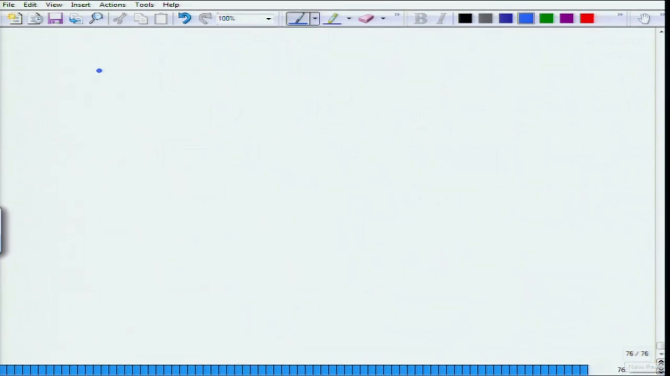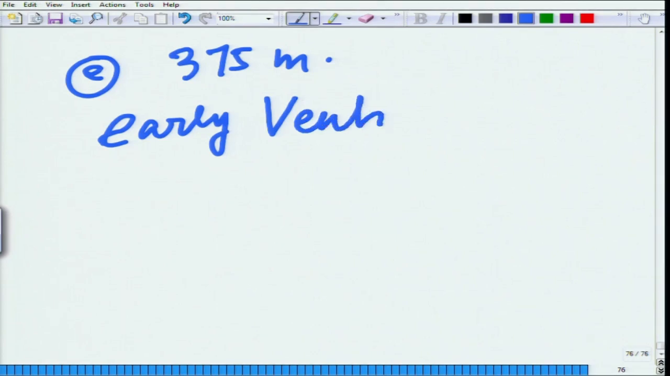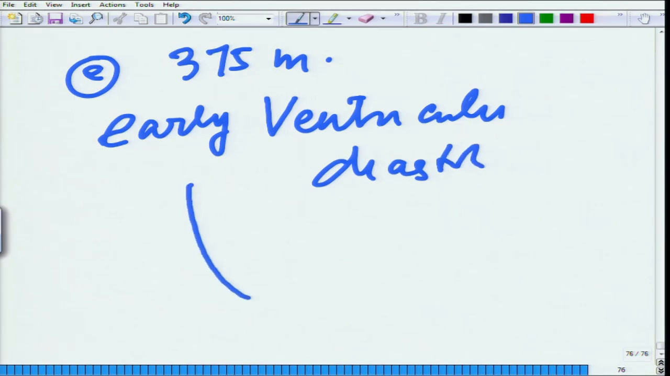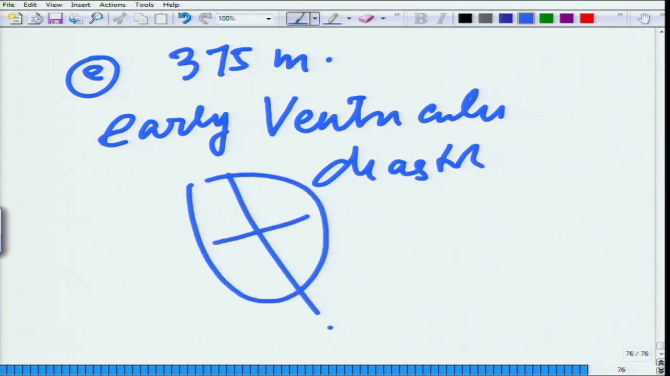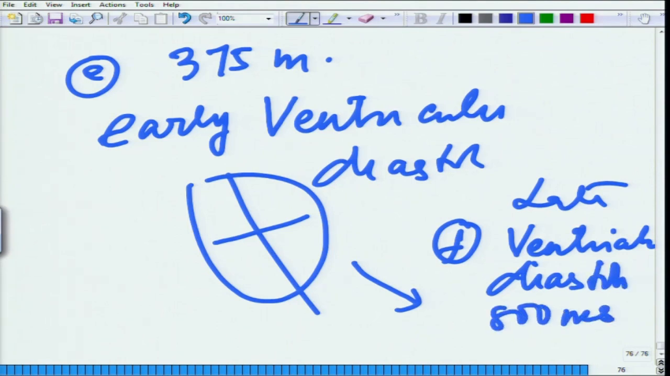Then comes phase E, which is around 375 milliseconds, that is the early ventricular diastole, followed by phase F, which is the late ventricular diastole, when they are in a relaxed phase, around 800 milliseconds.